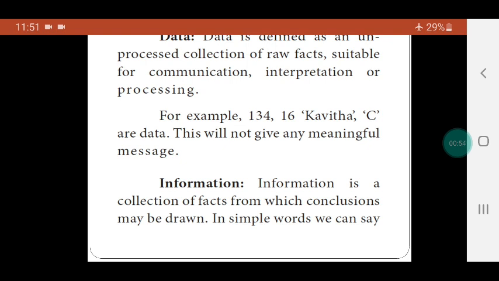Information. Information means it is a collection of facts which can be drawn from the data. The example for information is Kavita is 16 years old. So this is a meaningful thing. So data means raw fact, it doesn't have any meaning. Information is also a collection of facts which will be drawn from the data.